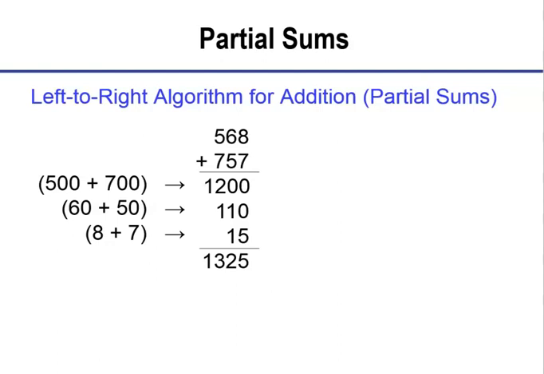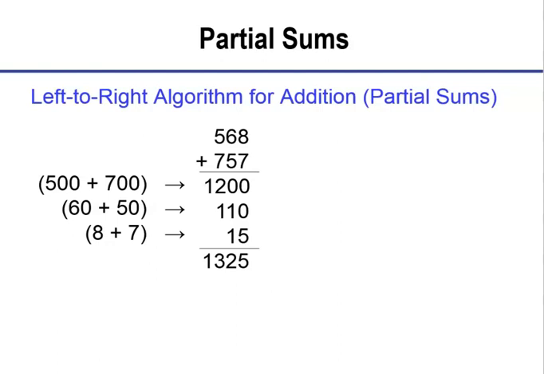You have 60 plus 50, which is 110. Then you look at the ones. 8 plus 7 gives us 15. And then we just add down, so that's 1,325. So the traditional way that you've been used to adding your whole life, that's just one method, probably the most efficient without a doubt. But there are other ways to think about adding numbers together. I even have another one for you.